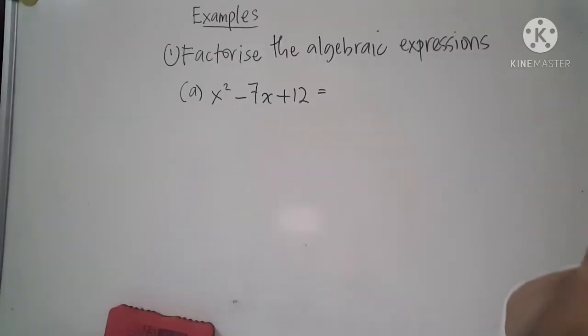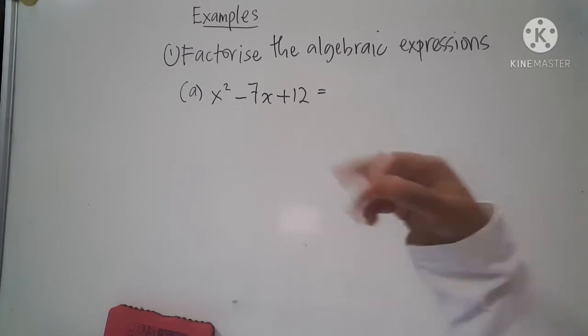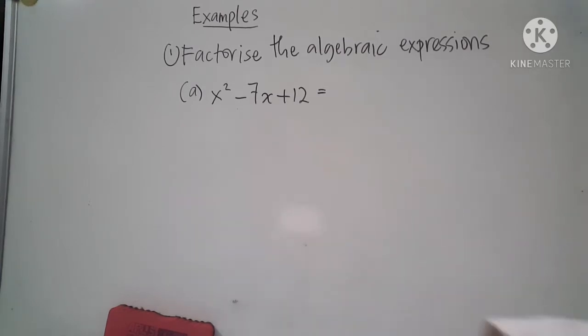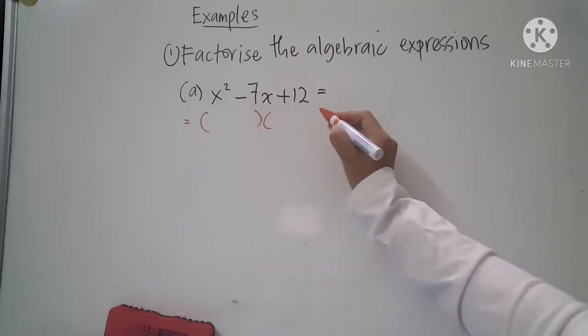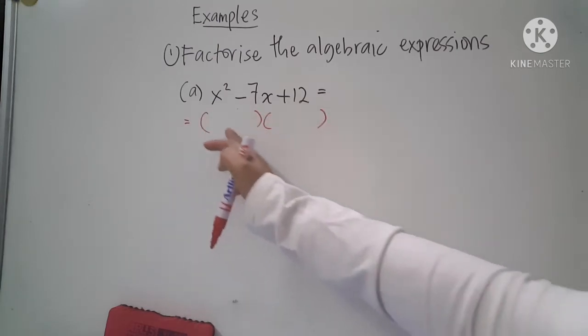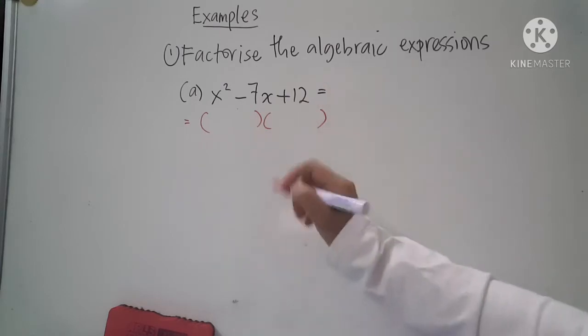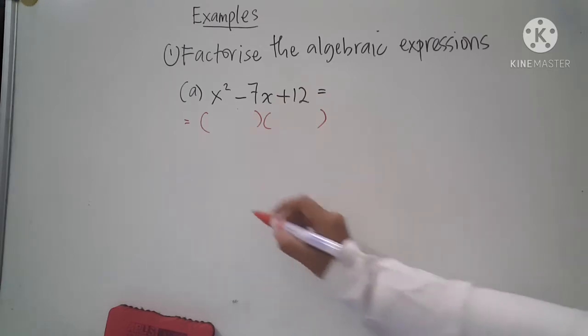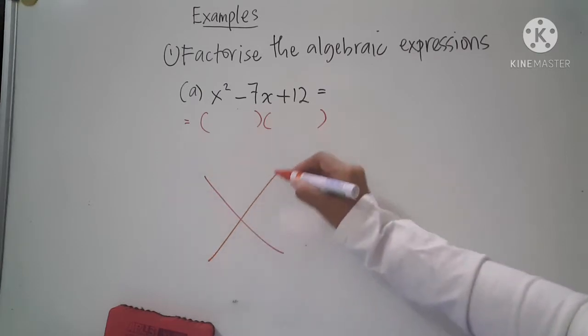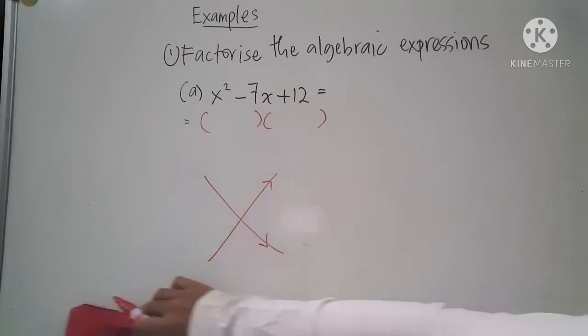Okay, we are going to factorize the algebraic expression x squared minus 7x plus 12. Now, in order to factorize, meaning that we are going to have these two brackets. What are the terms that we are going to put inside the brackets? Now I'm going to use the third method, that is cross multiplication. By using the cross multiplication, we are going to do this kind of method.